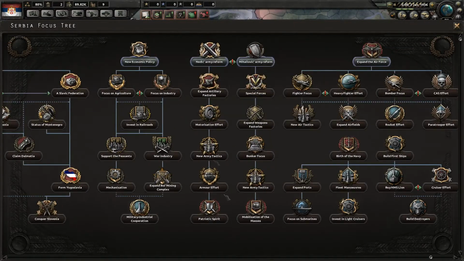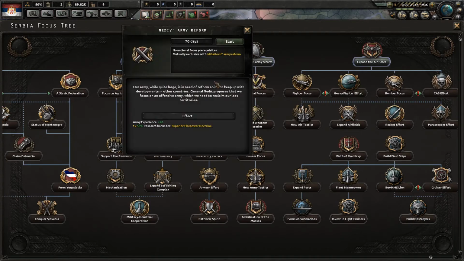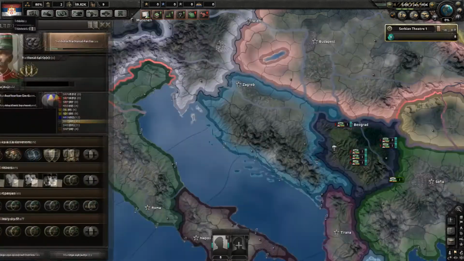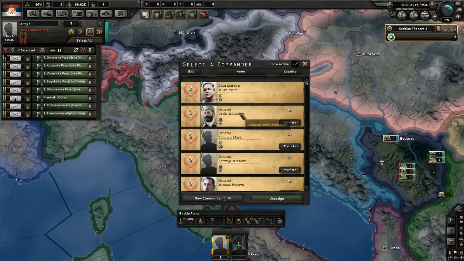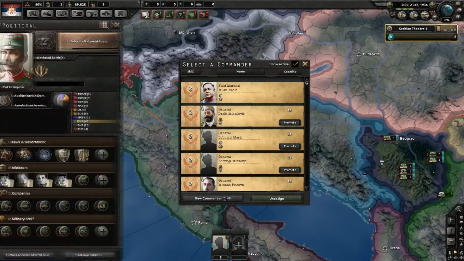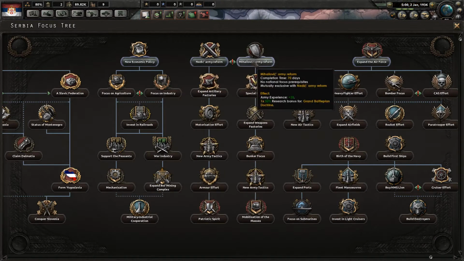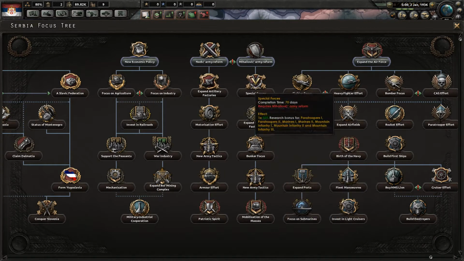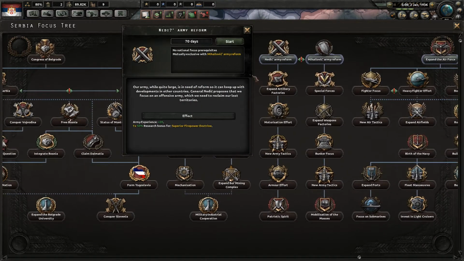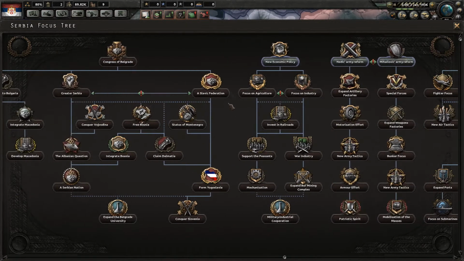Looking at the army tree, you have two choices, either Milan Nedic or Draža Mihailović. Let's just take a look at the marshals. Both of these leaders have two different ideas. Mihailović is more focused towards grand battle plans and special forces. Nedic is more focused towards cavalry, armor, and artillery. So you have that choice right then and there.